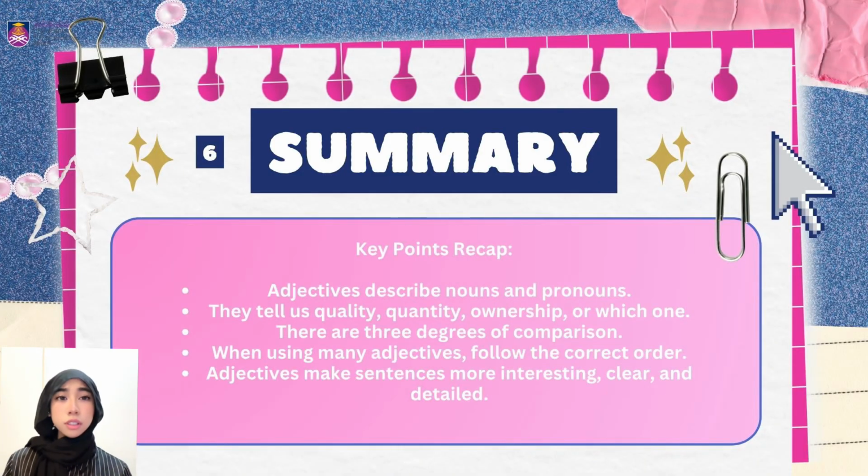Now moving on to the summary, I have 5 key points to recap for you to remember what adjectives are all about. The first one, adjectives describe nouns and pronouns. Second, they detail quality, quantity, ownership, or which one. The third one, there are 3 degrees of comparison. The fourth one, when using many adjectives, follow the correct order. And the fifth one, adjectives make sentences more interesting, clear, and detailed.